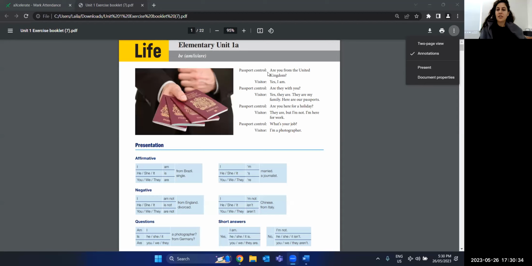Okay, interesting. So a conversation we have, we're looking at the extra materials for Unit 1, and we just looked at a conversation between a passport control and a visitor. So let's have a look at some pronunciation that I heard. So the first one is here. "Here are our passports." I think Bruno was saying here, and it's got the ow, so I know that's a hard pronunciation, but it's "here are our passports."